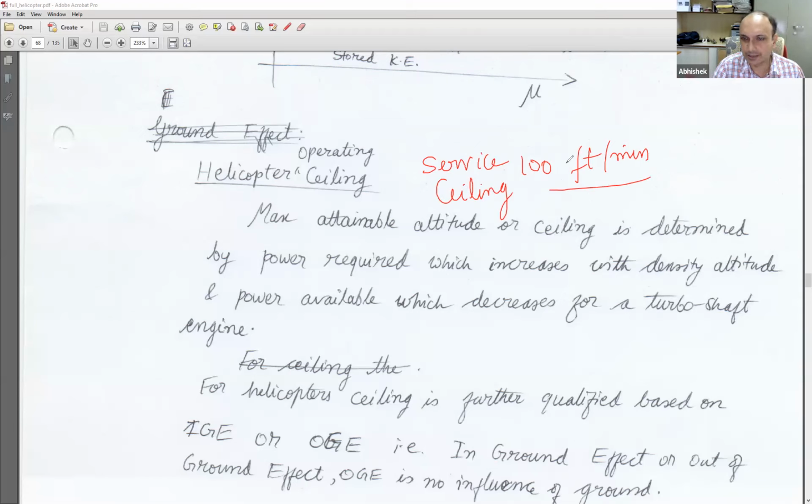But it's a theoretical idea. You cannot actually ever reach absolute ceiling for any aircraft. All you can reach is service ceiling. But for helicopters, hovering is a very critical parameter. Everybody wants to know up to what heights you can actually do hovering flight, because I can do forward flight at even higher altitude, but I may not be able to hover. Why can a helicopter do forward flight but cannot hover at a given altitude? What could be the reason?